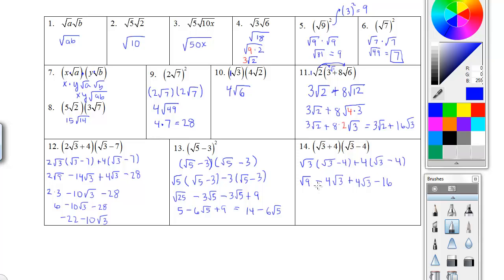4 times 4. So notice these, a negative 4 root 3 and a positive 4 root 3. Those cancel out. And root 9 is 3 minus 16, because this just equals 0. And 3 minus 16 is negative 13. So that's kind of neat that this whole big complicated expression with the square roots in it simplifies all the way down to just an integer. Okay, you try the next set. Good luck.